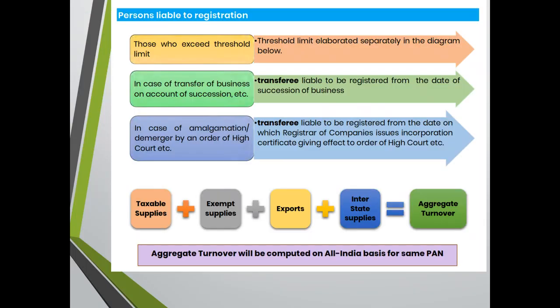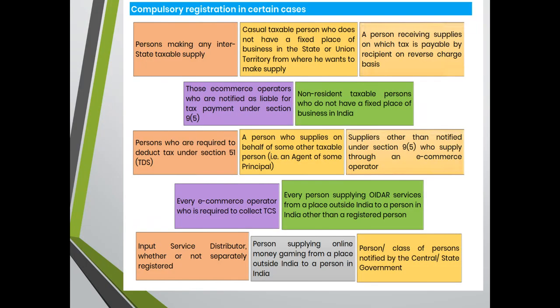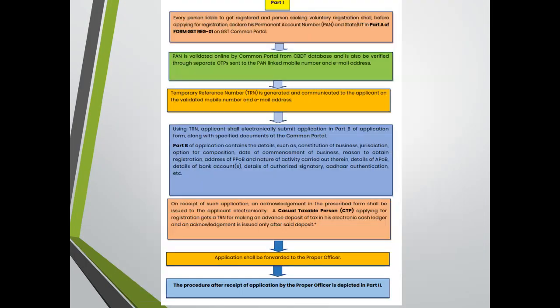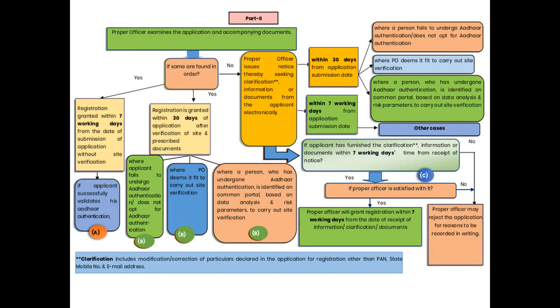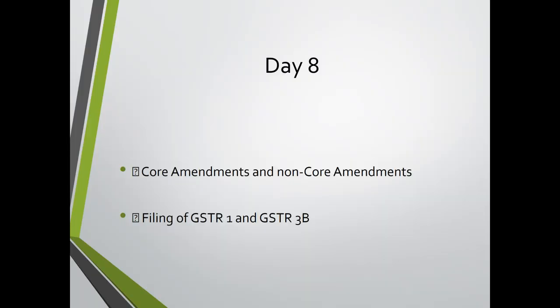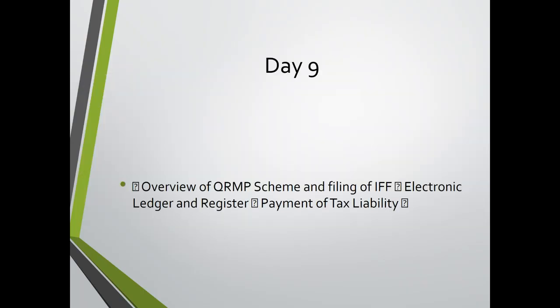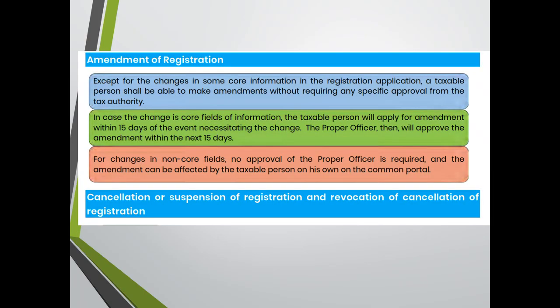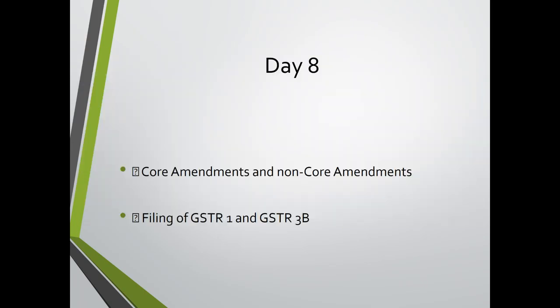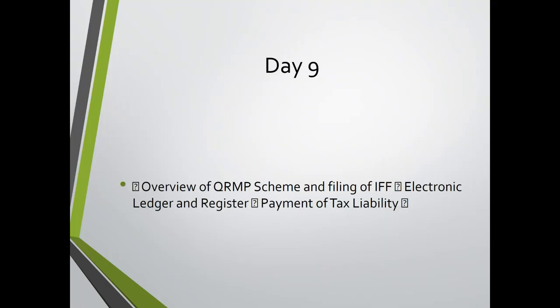Various theories regarding this registration, who and all who are required to take the registration, everything we were discussing. Mandatory registration and the registration procedure, part 1, part 2, part A, part B, etc. we were discussing. And how to amend those returns we were discussing. Then various return submission, how to file GSTR 1, how to file GSTR 3B. Table wise we had discussed. How to amend the registration also we had.